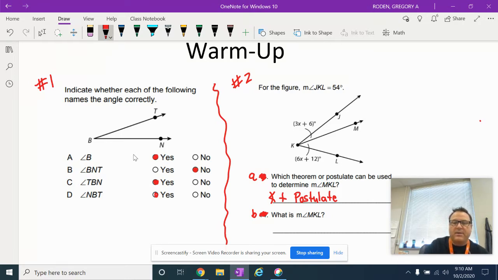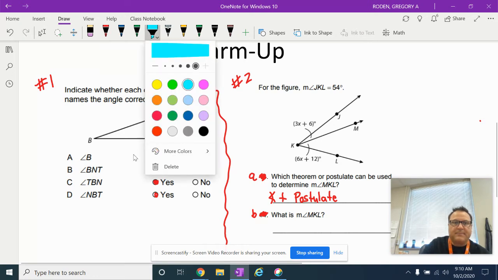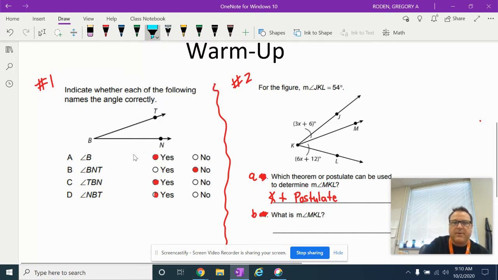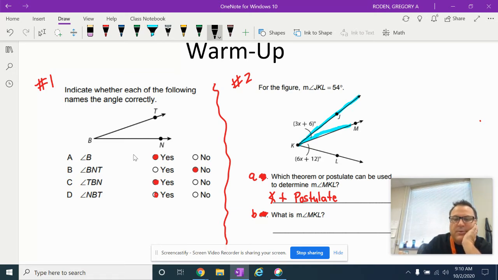Okay, so let's go ahead. Now we want to figure out, what is the measure of MKL? Well, where is measure MKL? Let me go ahead and highlight that. You want my skinny highlighter here. Where's MKL? So we want to know this angle right here. What is the measure of that angle right there? Well, in order to find that angle, we need to know what x is equal to because we're going to plug x into our problem, correct?